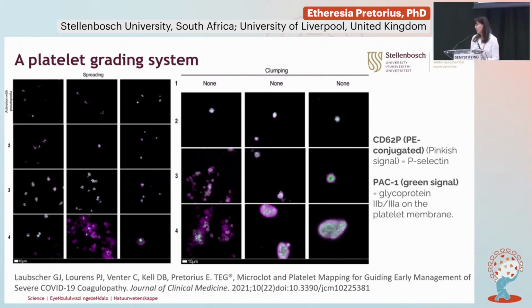So we developed a platelet grading system where we said that one is when you have a healthy individual with little spreading, and in a healthy individual there should not be any clumping, so no clumping. And then 2, 3, and 4 is progressively the platelet damage that one would expect. Perhaps 2 you would find for the spreading in a healthy individual, 3 perhaps in a typical diabetes individual or someone with rheumatoid arthritis, and then 4 would be where we would find significant platelet hyperactivation in COVID.